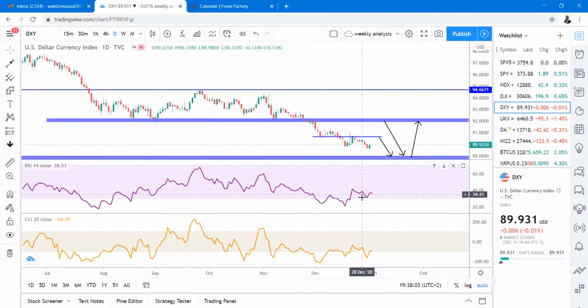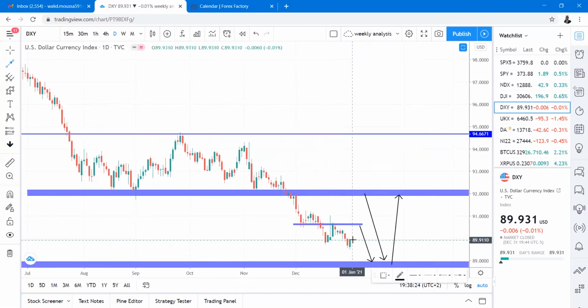Looking at the indicators, they are showing bullish divergence on the daily chart. As you can see, there's a high probability we will test this resistance near 90.6 again. So we might have this setup here, or even a much bigger correction here. So we will be focusing on price action at this level.